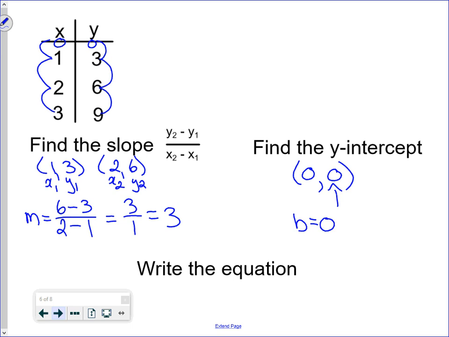So writing the equation of this line, we're going to have y equals mx plus b. We need our y variable. Our slope is 3. That gets multiplied by the x. And then again in this one, our y-intercept is 0. We do not have to put the plus 0 at the end of the equation. We can just leave it as y equals 3x.